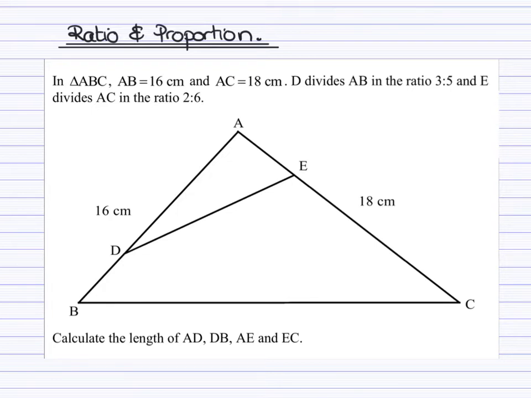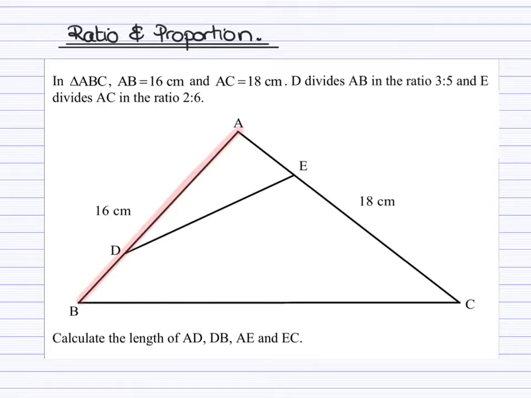So in this question, we're looking at triangle ABC with AB having a length of 16 centimeters and AC having a length of 18 centimeters. D divides AB in the ratio 3:5, and E divides AC in the ratio 2:6. Okay, so we're required to calculate the length of AD and DB, AE and EC.